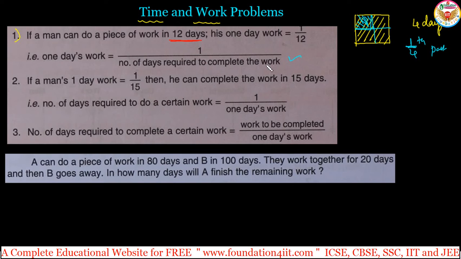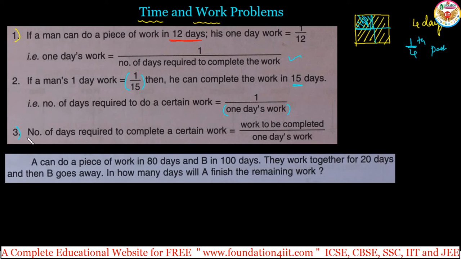This is the first one. Next, the same way, the opposite. If a man's 1 day work is 1 by 15, then he can complete the work in 15 days. Reciprocal of this 1 by 15 is 1 day's capacity. So he can complete in 15 days, 15 by 1. That means number of days required to do a certain work is 1 divided by 1 day's work, 1 divided by how much he can do in 1 day. Right, this one we get.